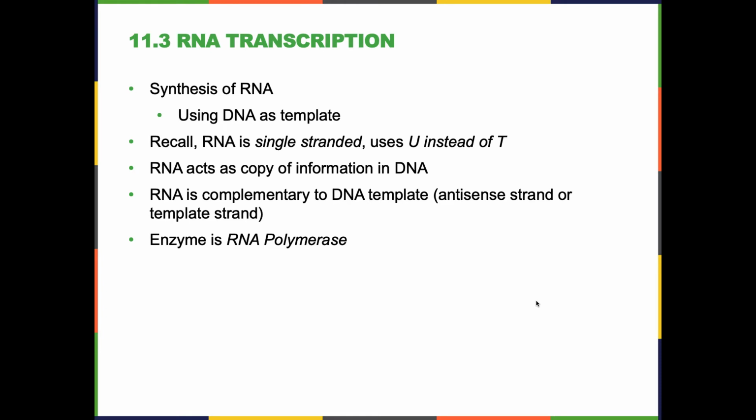And then once again, we don't make RNA de novo. We use DNA as our template. A couple things: RNA is single-stranded, and uses U's instead of T's. All right, so that's important. And then what RNA does is act as a copy of the information in our DNA, right? So what does that even mean, really? Let's think about what DNA is. It's that information, and the analogy we always use is a blueprint, right?